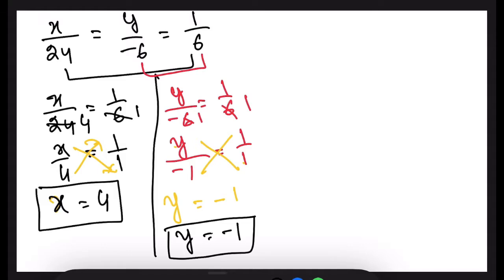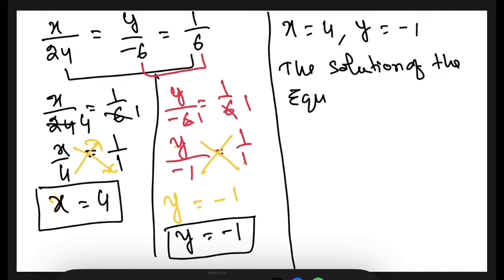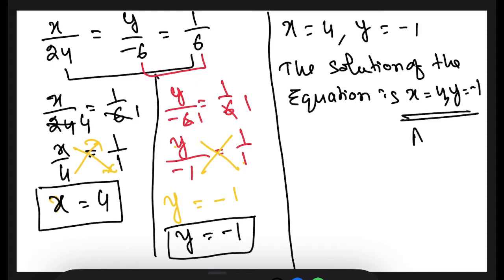Got it? So now what is the value of x and y? x equals 4, y equals minus 1. Got it? So now what shall we write? The solution of the equation is x equals 4, y equals minus 1. This is the answer. Got it?